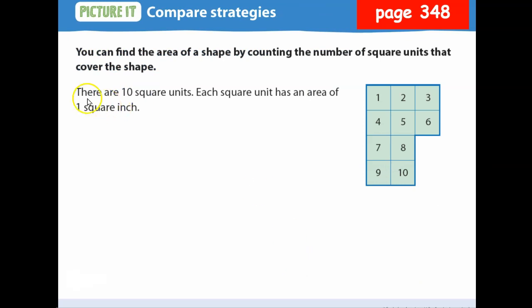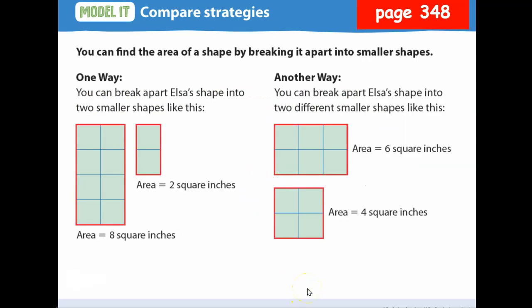Okay. Again, there are 10 square units. Each square unit has an area of 1. I just counted all the squares. Okay. Do a couple of problems on the 4 pages you're working on. Okay. So again, it says you can find the area of a shape by breaking it apart.